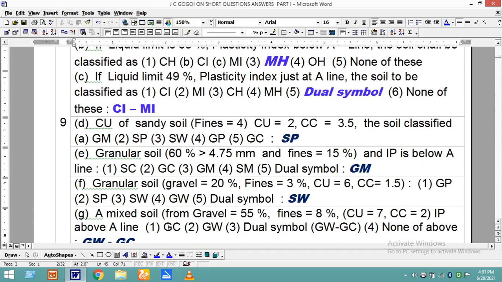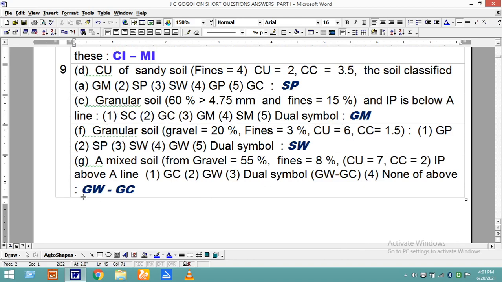A mixed soil: gravel 55%, fines 8%, coefficient of uniformity 7, Cc 2, IP above the A line. Whether the soil is GC, GW, dual symbol, or none of these. This is dual symbol, GW-GC. It looks like well-graded gravel with some amount of clay. Since fines are more than 4 and less than 12, it is GW-GC. Remember that if it is less than 4, this shall not be considered.